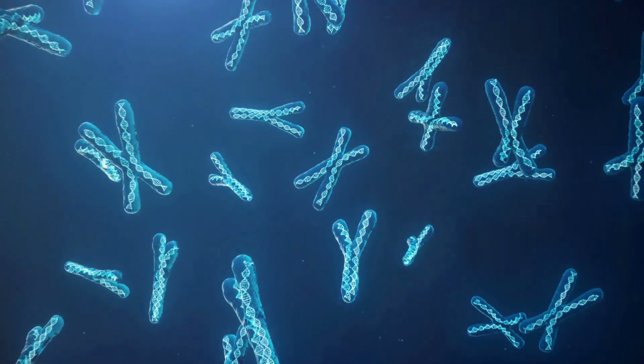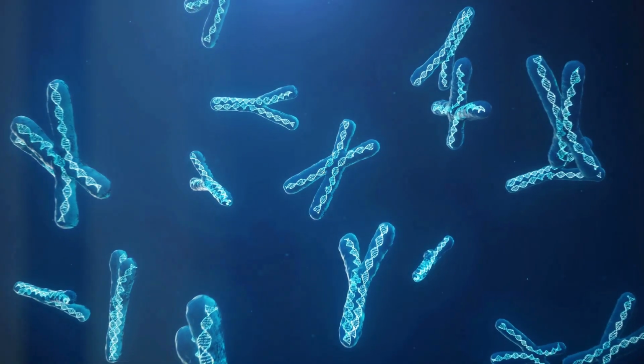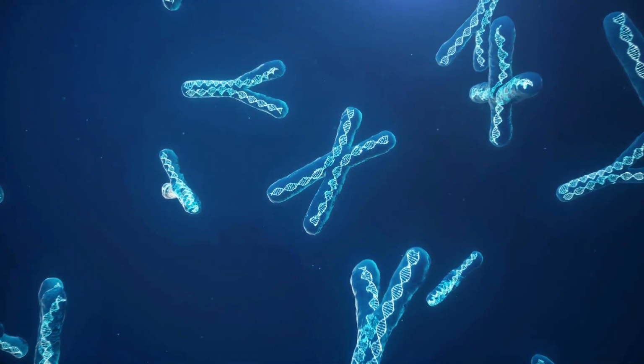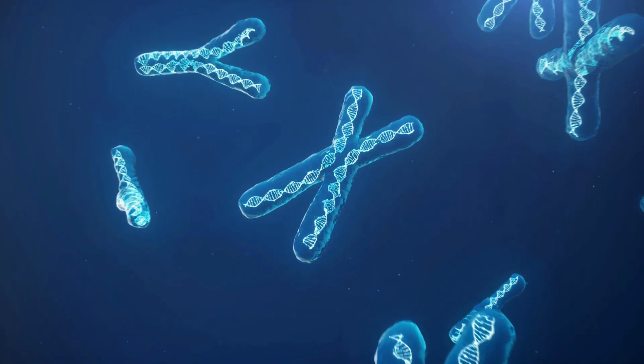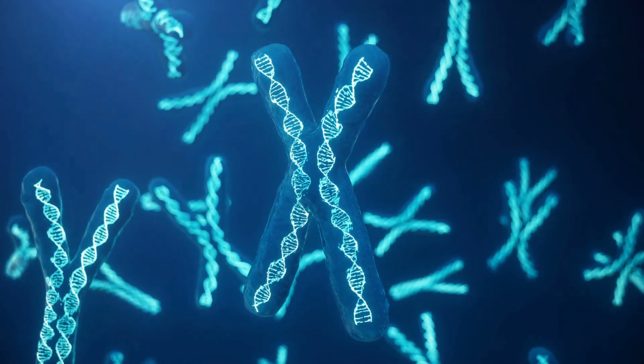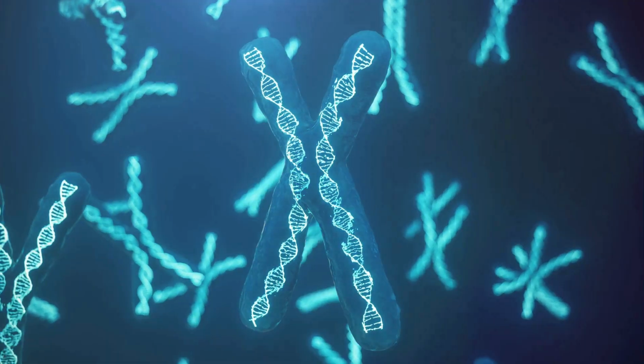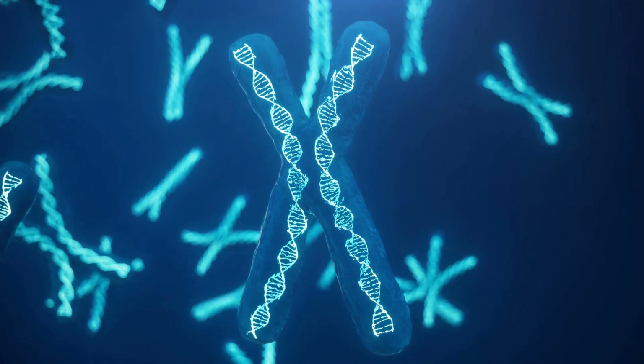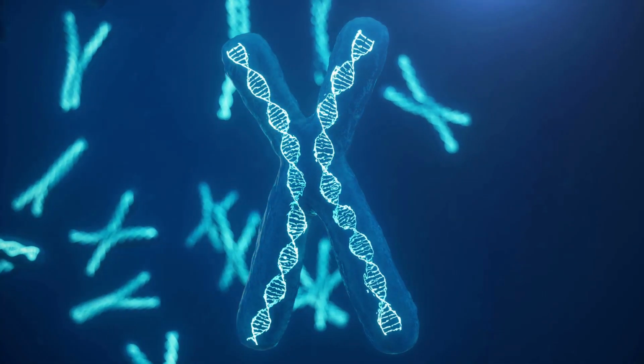Humans typically have 46 chromosomes, 23 from each parent. These chromosomes are paired into 22 autosomal pairs and one pair of sex chromosomes. The sex chromosomes are the ones that determine the gender of an individual. Females have 2 X chromosomes, while males have 1 X and 1 Y chromosome.